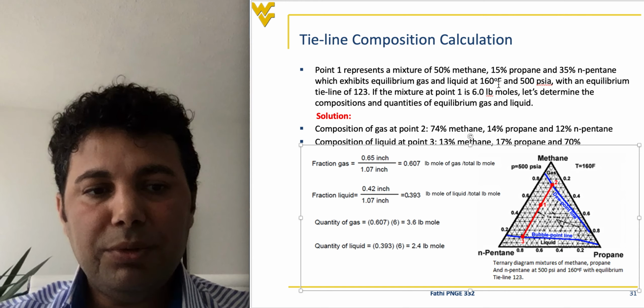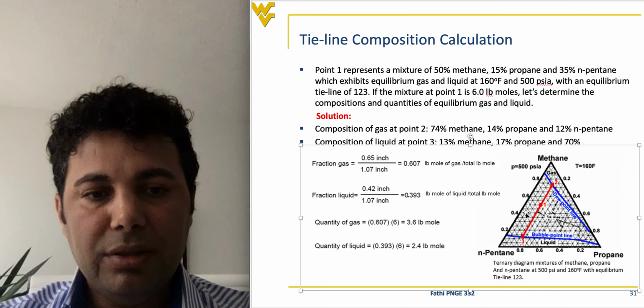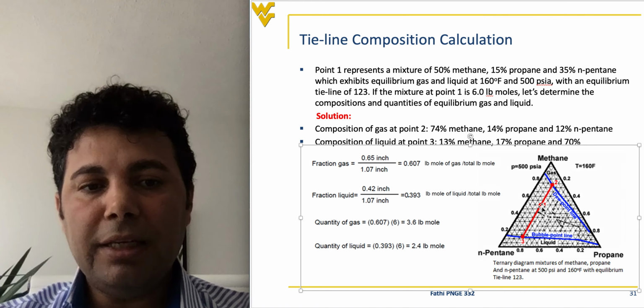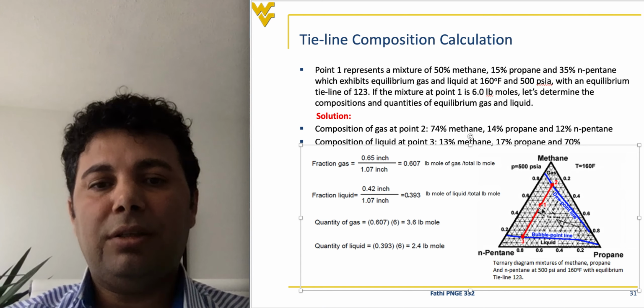Now I have 15% propane. Again, this lateral has 0% propane. So I have 5, 10, and 15. Where the 15% line of propane meets the 50% line of methane is my point. Definitely at this point we will have 35% of n-pentane. So I located my point in the ternary diagram.